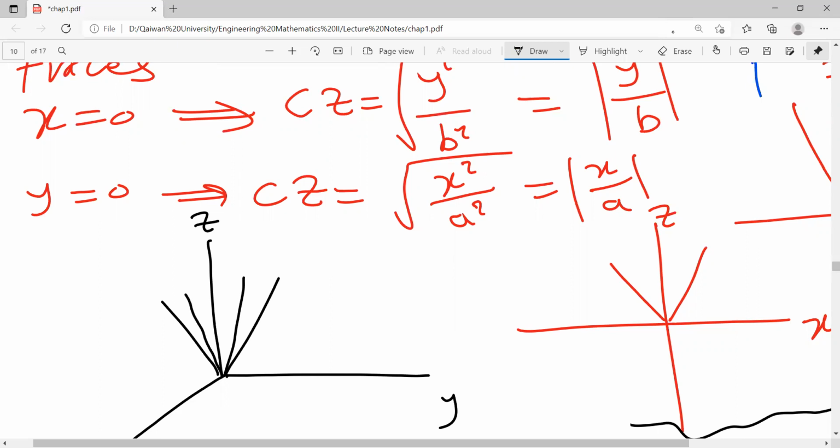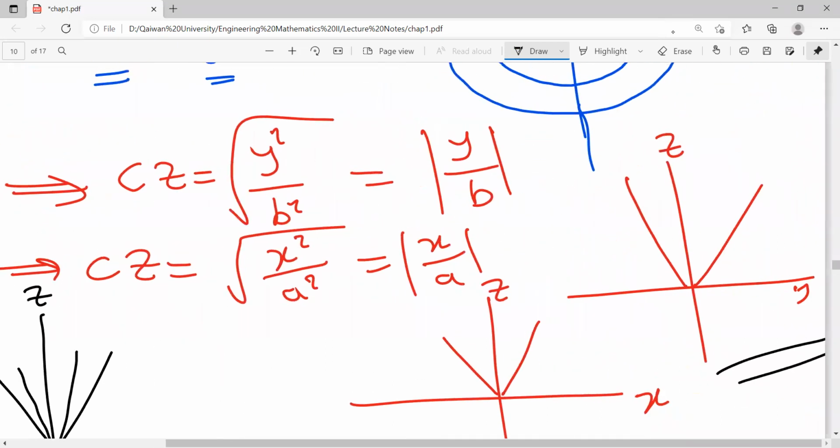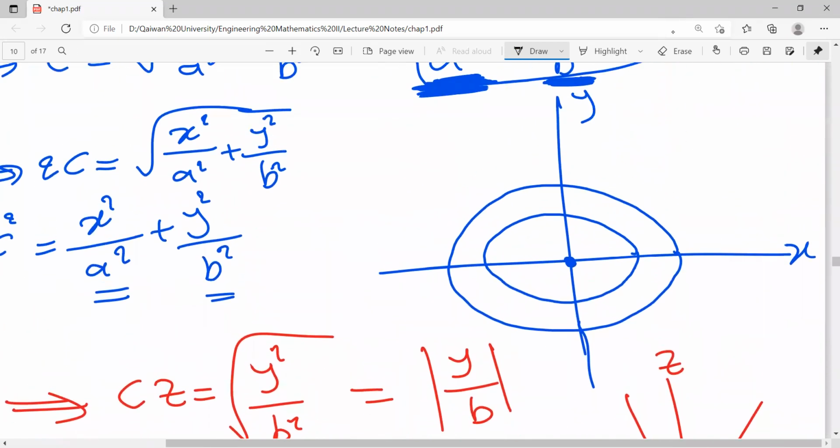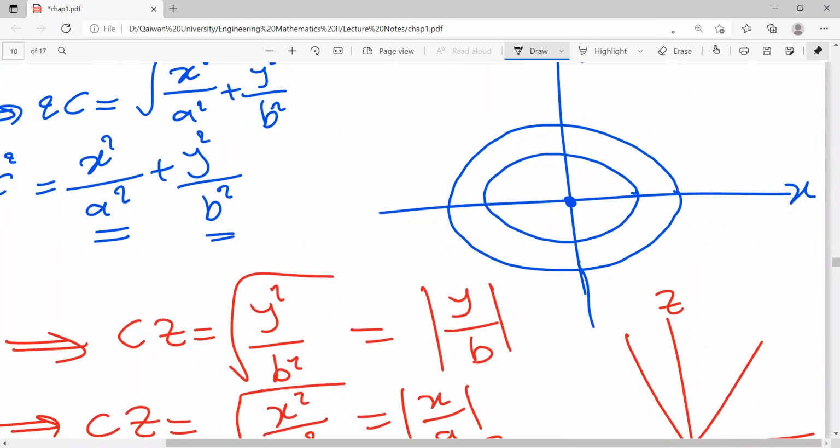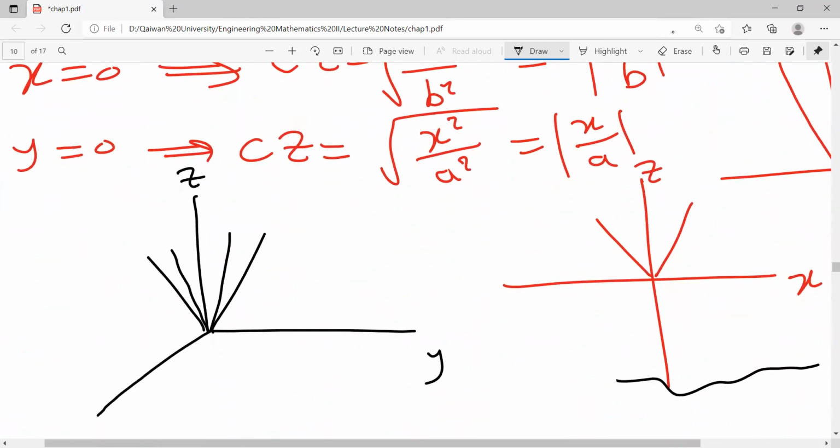And also, we have the level curves. The level curves are like an X shape. It's here, like this. As you see, it's a cone. It's like this. Okay?